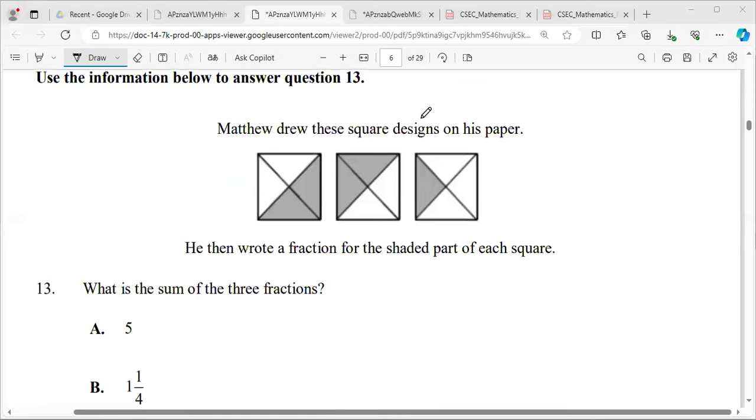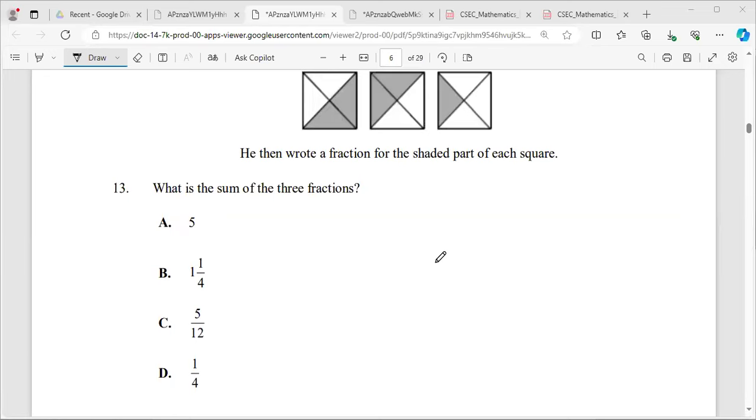This one says, use the information to answer item 13. Matthew drew some square designs on his paper. He then wrote a fraction for the shaded part of each square. What is the sum of the 3 fractions? So your job is to figure out that. Good luck. Soon come back with the solution. Sir, we got to draw it? Not necessarily. Okay, sir.